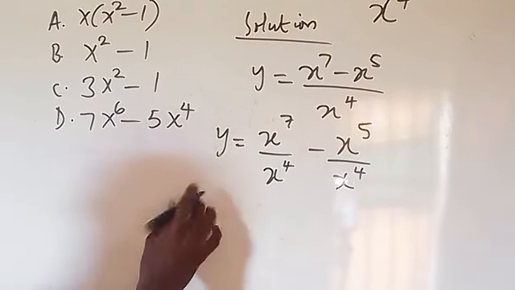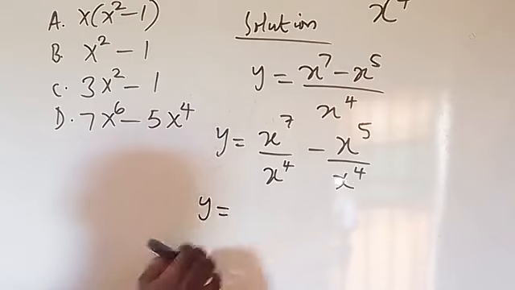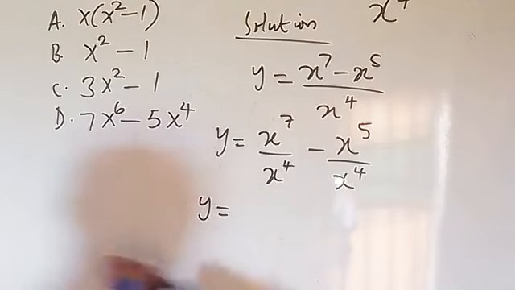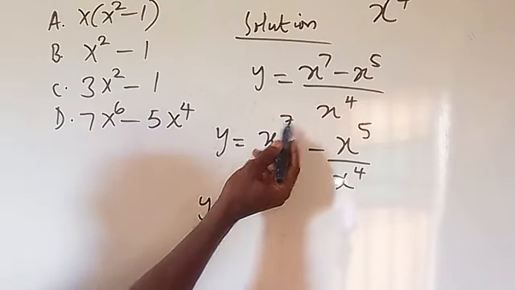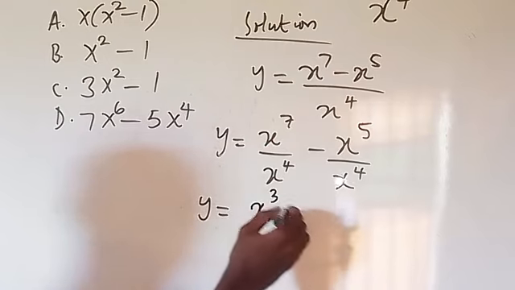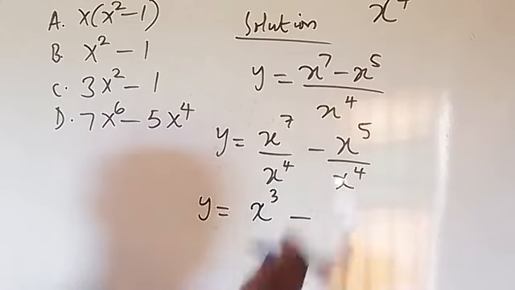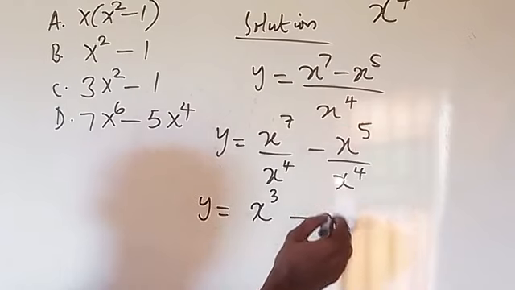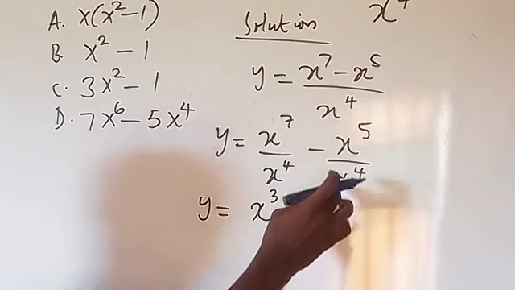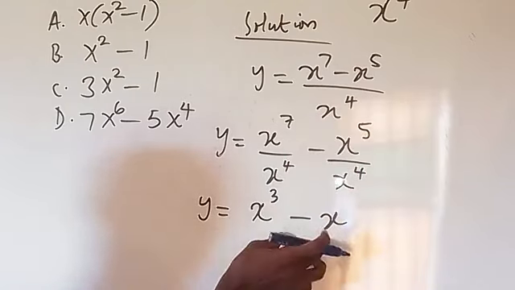So from here, we have y to be x raised to power 7 divided by x raised to power 4. We're going to remove 4 from this 7 because of this x to the power of 4. We're going to have x to the power of 3 minus, remove 4 from here, from the law of indices, we're going to have x. So you can see that we reduced this to its simplest form.